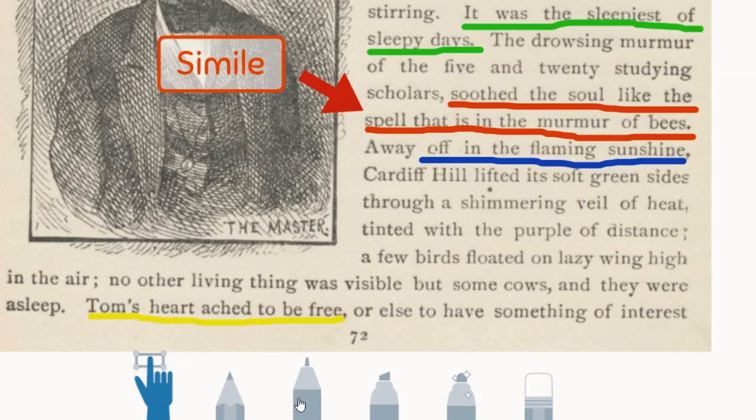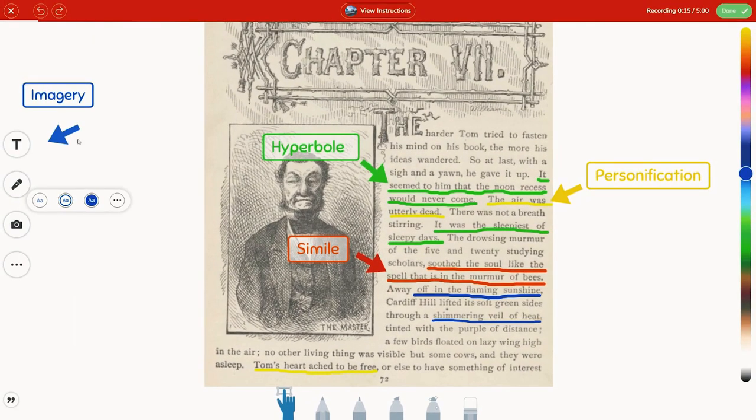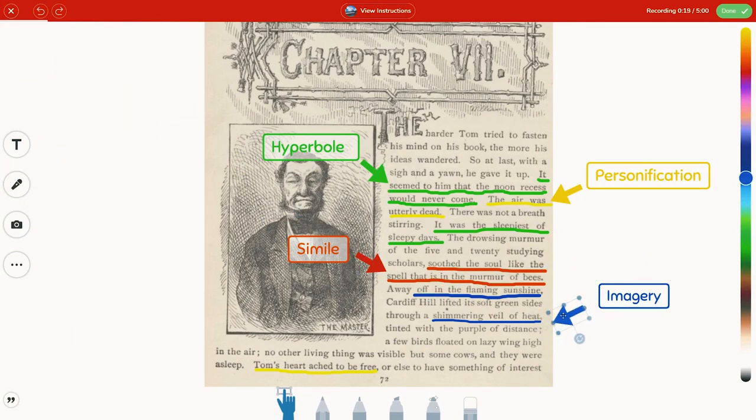My favorite example of figurative language on this page is shimmering veil of heat, which is imagery. Shimmering veil gives me a better picture of the kind of heat of that day, and it sounds cool.